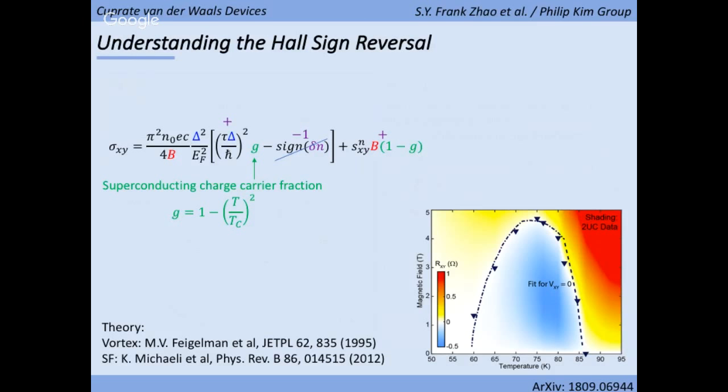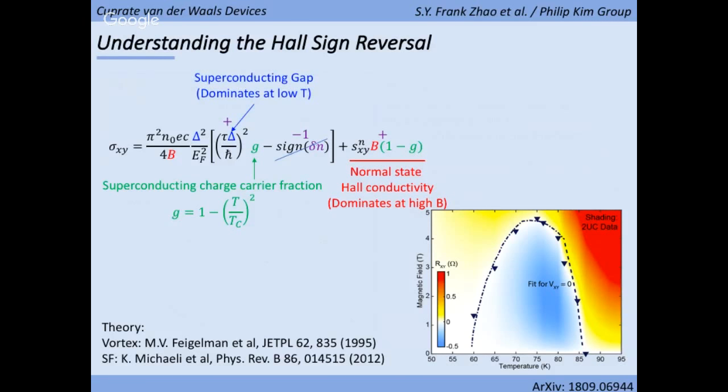As you start inside this phase, as you lower the temperature, what happens is that the gap starts to open at low temperature. And so this term starts to dominate over this one, and the sign reverses back to positive. Whereas in this direction, your field goes up, so this term linear in B dominates the 1 over B contribution, the vortex contribution, and you basically recover the normal state value. On the other hand, if you increase the temperature, superconductivity becomes energetically unfavorable, and you start to pick up superconducting fluctuations, which go away at higher and higher temperature.